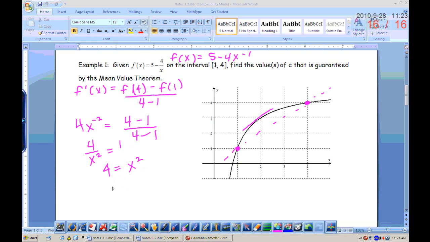So 4 equals x squared, and when I take the square root of both sides, I get x equals, very good, positive or negative 2. But we're only in the interval between 1 and 4, so the only value that's valid in this interval is 2. So whoever said it looks like it's exactly at x equal 2 was right. But you won't always be given the graph, and it won't always be perfect, nice numbers like that.